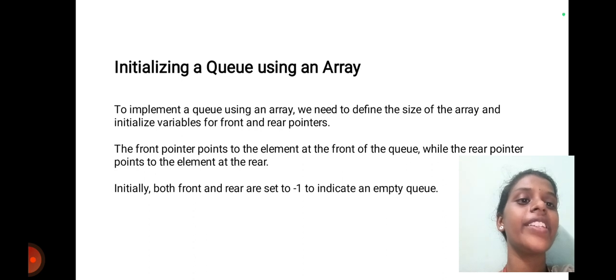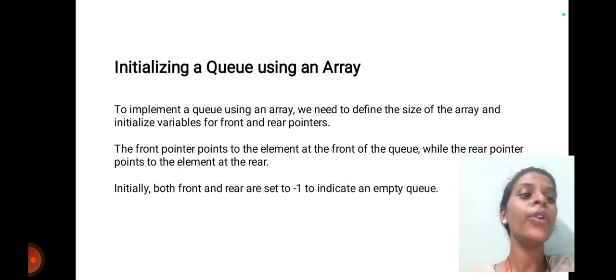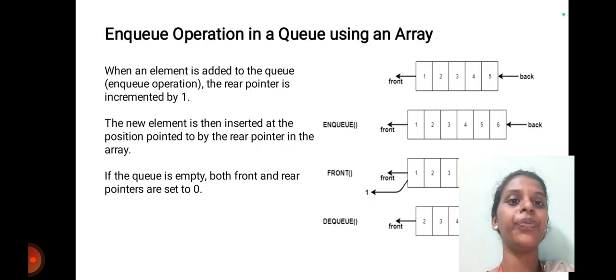Initializing a queue using an array. To implement a queue using an array, we need to define the size of the array and initialize variables for front and rear pointers. The front pointer points to the element at the front of the queue, while the rear pointer points to the element at the rear. Initially, both front and rear are set to -1 to indicate an empty queue.